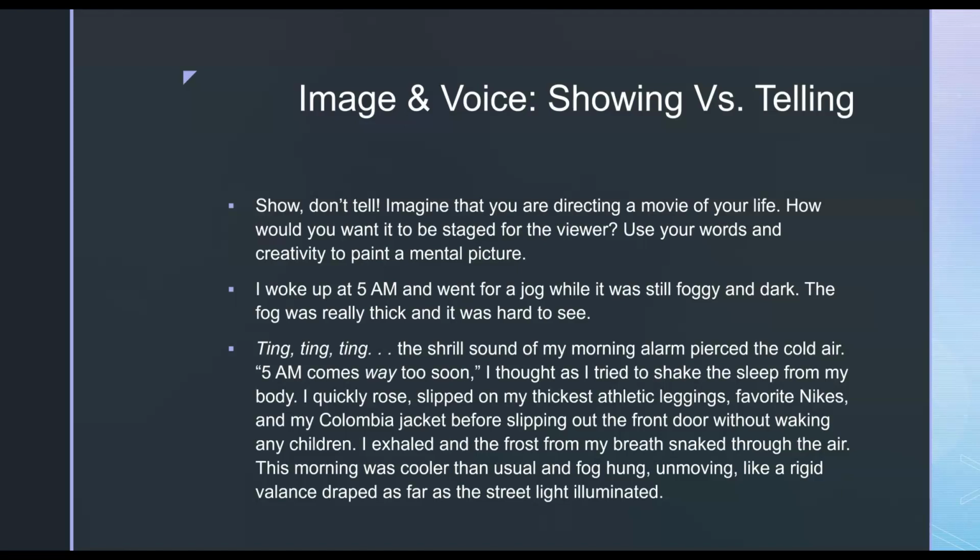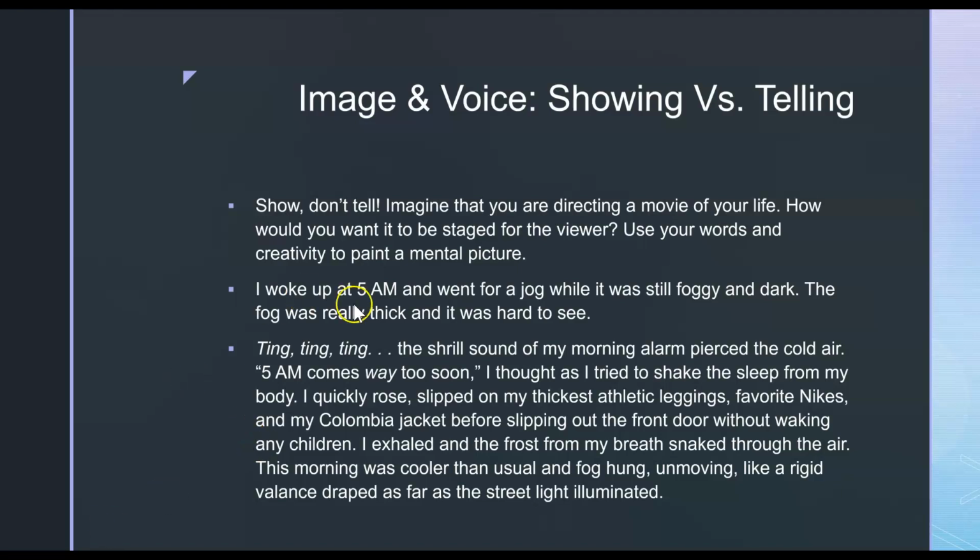Imagine that you are directing a movie of your life or of moments from your life. What do you want that person to see? From what camera angles are you shooting? What items are you focusing in on? How do you want them to experience what's happening? You can control all of that through your words and through how you basically present information.